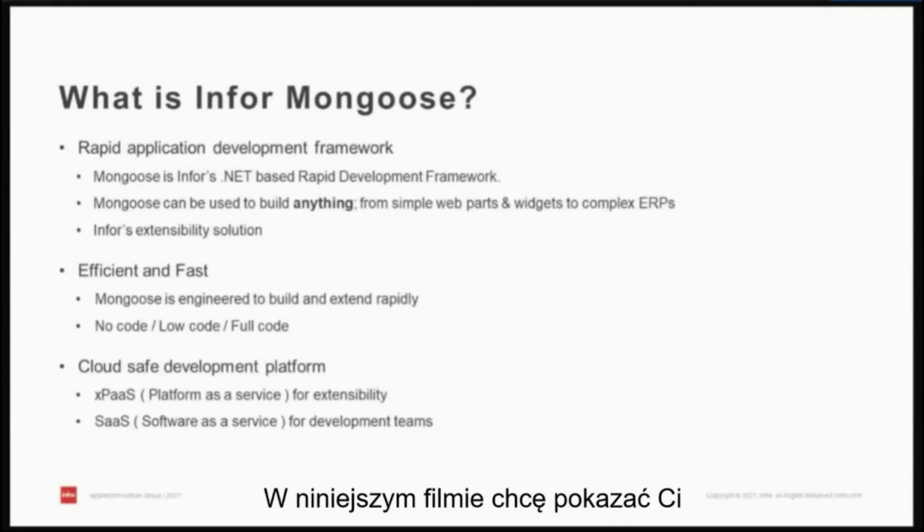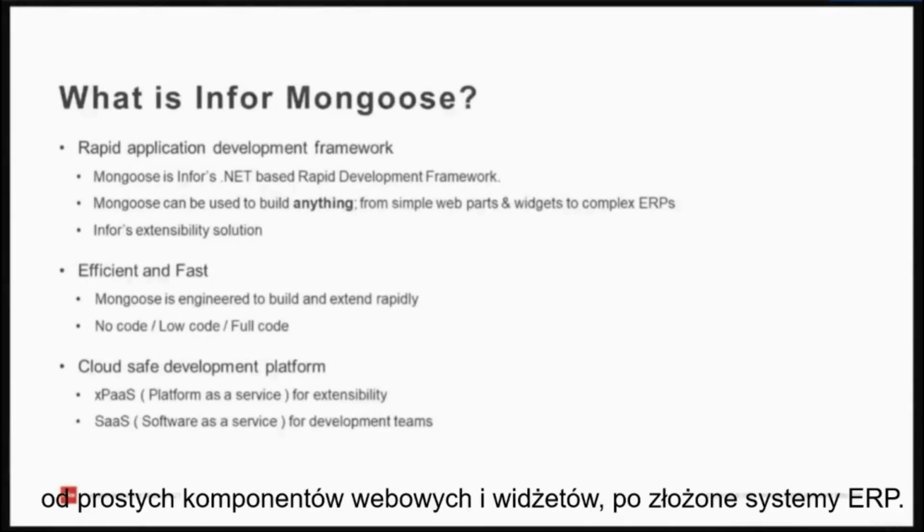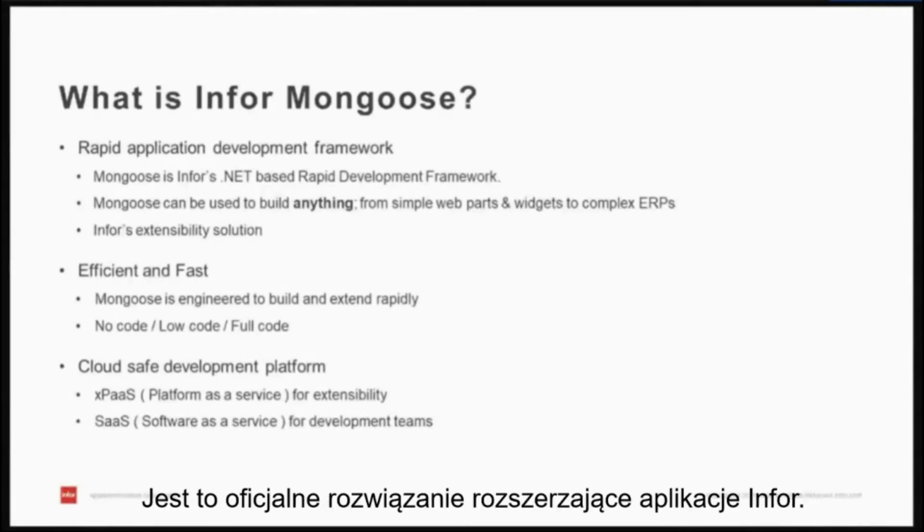Hello, and welcome. In this recording, we're going to be reviewing Infor Mongoose. We'll start by asking, what is Infor Mongoose? Mongoose is a rapid application development framework built by Infor and can be used to build anything, from simple web parts and widgets all the way to complex ERPs. And officially, it's Infor's extensibility solution.